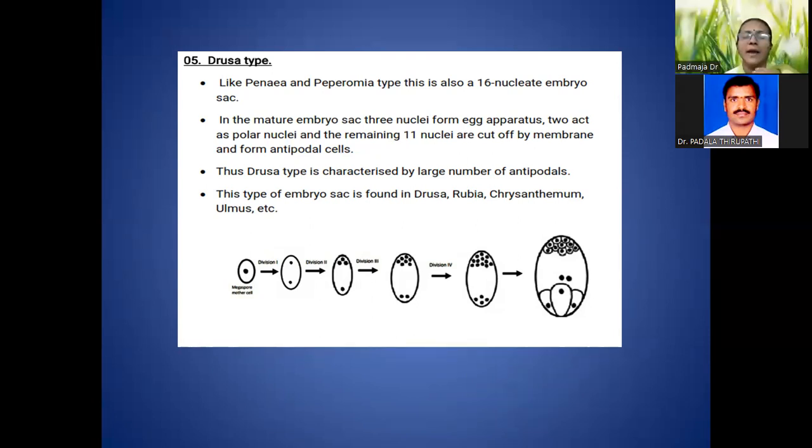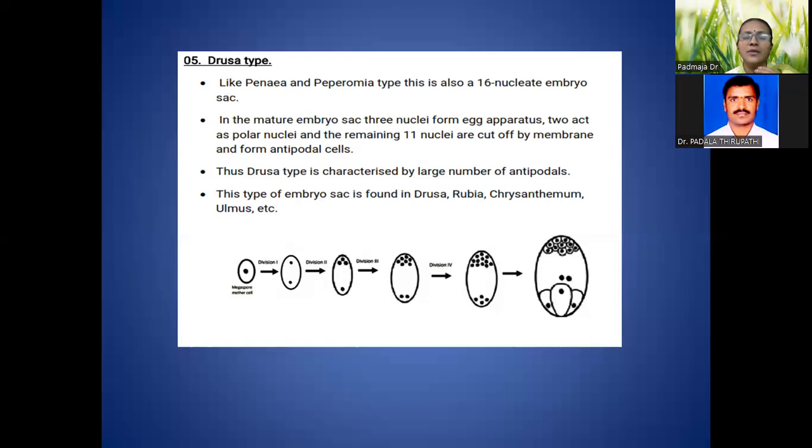11 plus 2, 13, and the egg apparatus 14, 15, 16. Like this, the total embryo sac consists of 16. In this 16, the antipodals are 11, the polar nuclei are 2, and the egg apparatus consists of the 2 synergids and the egg. So this type of embryo sac is present in Drusa, Rubia, Chrysanthemum, and Ulmus.